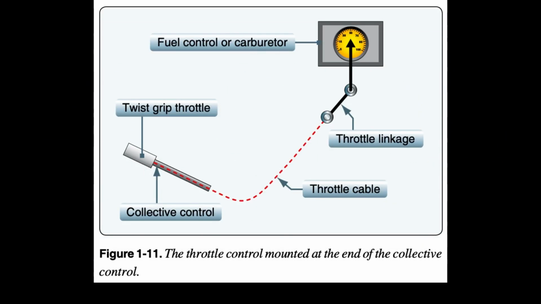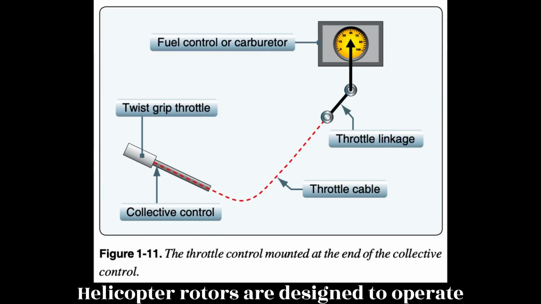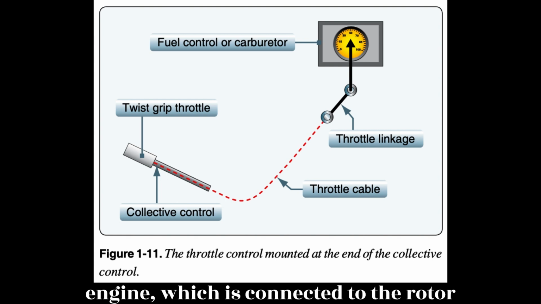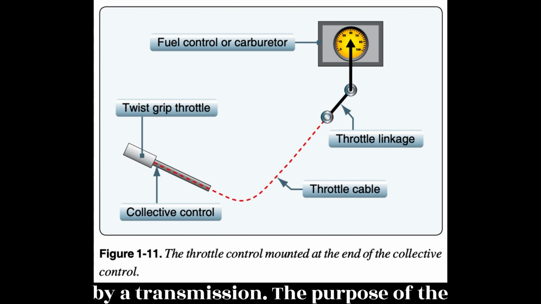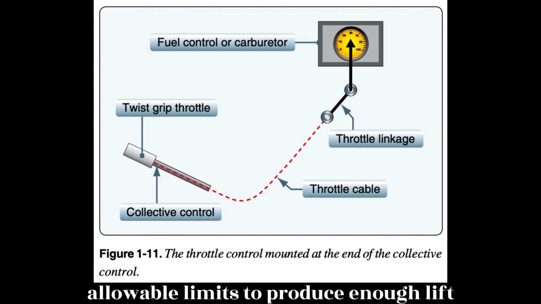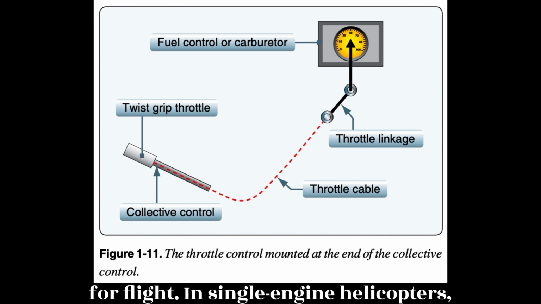Throttle. Helicopter rotors are designed to operate at a specific RPM. The throttle controls the power produced by the engine, which is connected to the rotor by a transmission. The purpose of the throttle is to maintain enough engine power to keep the rotor RPM within allowable limits to produce enough lift for flight.